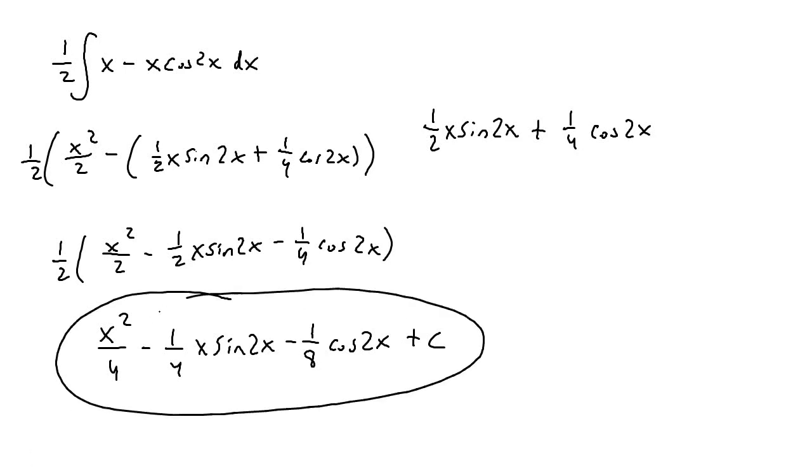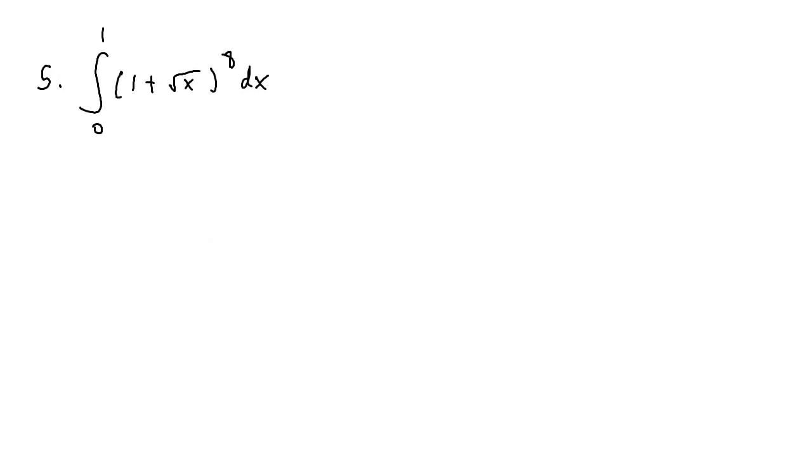So now for number 5, we have the integral from 0 to 1 of (1 plus the square root of x) to the 8th dx. Now the problem with this one is that there are not really any obvious substitutions you could make. This is probably not a partial fraction decomposition problem, nor is it a trig substitution, nor is it an integration by parts problem. So what you actually have to do here is just use u substitution, but in a different way.